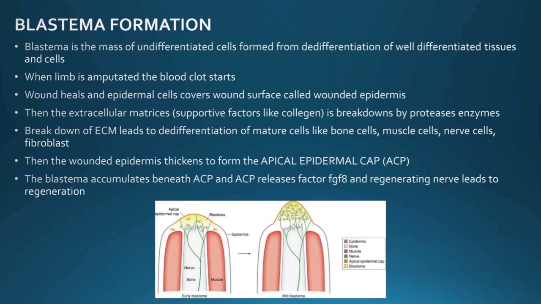Blastema formation. Blastema is the mass of undifferentiated cells formed from dedifferentiation of well-differentiated tissues and cells. When a limb is amputated, a blood clot forms, the wound heals, and epidermal cells cover the wound surface, called the wound epidermis. Then the extracellular matrix, supportive factors like collagen, is broken down by protease enzymes. Breakdown of ECM leads to dedifferentiation of mature cells like bone cells, muscle cells, nerve cells, fibroblasts. Then the wound epidermis thickens to form the apical epidermal cap, AEC. The blastema accumulates beneath the AEC, and the AEC releases factor FGF8, and the regenerating nerve leads to regeneration.